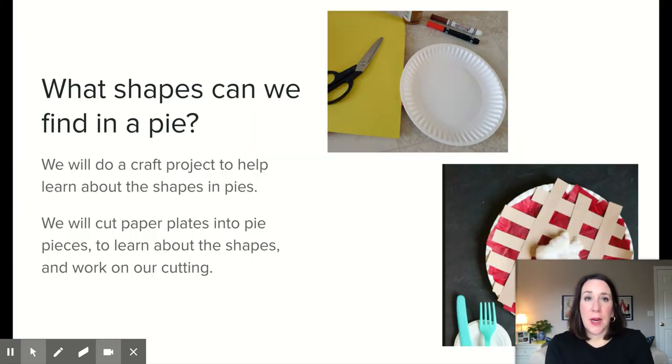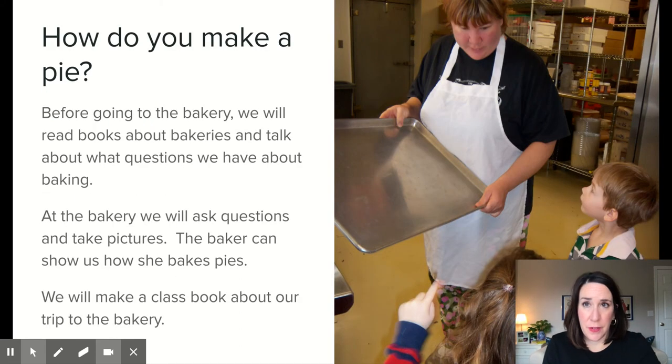So we're going to collect some information. One of our questions was, what shapes can we find in a pie? So we'll do a project to help us learn about the shapes in pies. We'll cut paper plates into pie pieces, and we'll learn about the shapes and work on our cutting, right? So we're going to learn how, when we have a pie piece, it's not square, it's not round, it's kind of a triangle, but it's got that rounded edge on it. And we're going to cut, and we're going to learn about different shapes. So those are the learning objectives that we're going to fulfill there.